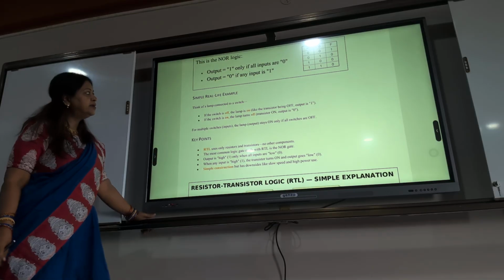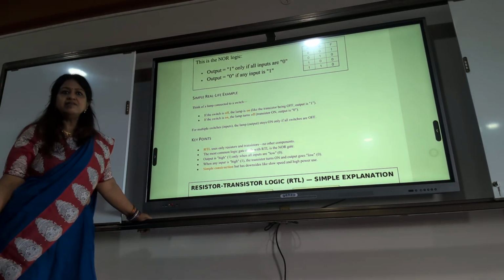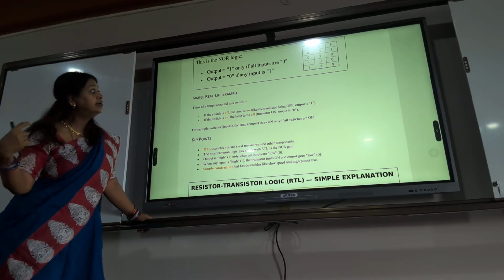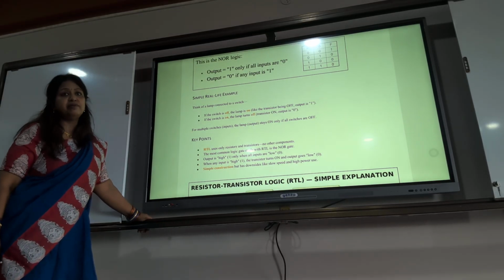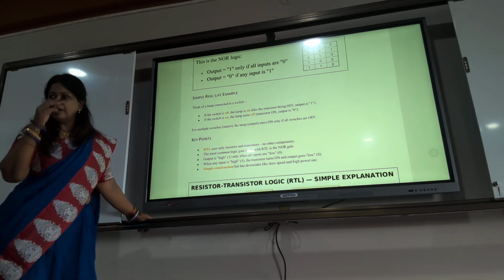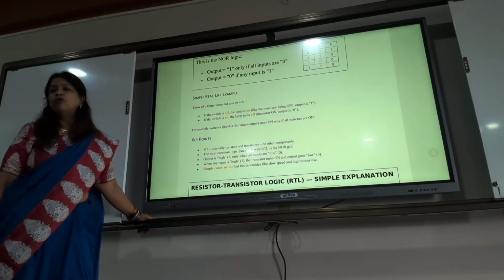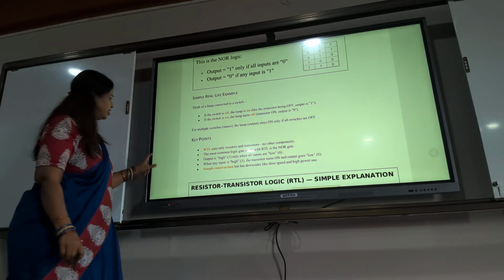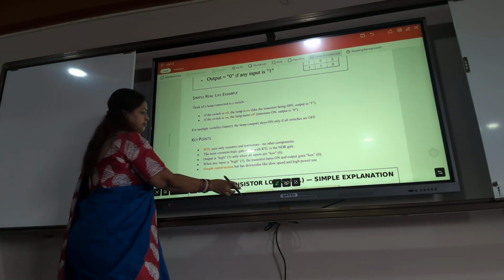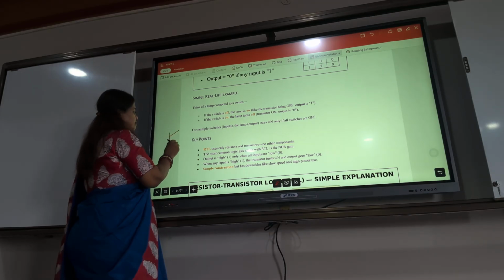So a real life example: think of a lamp connected to a switch. If the switch is off, the lamp is on, like the transistor being off and the output being on. You have to imagine that. When the transistor is not conducting, it is not connected to ground. That means VCC will appear at the output. That means the output is high. The transistor is not conducting.